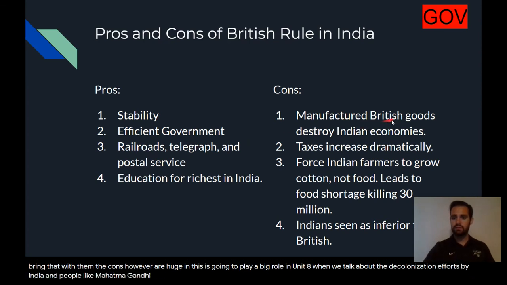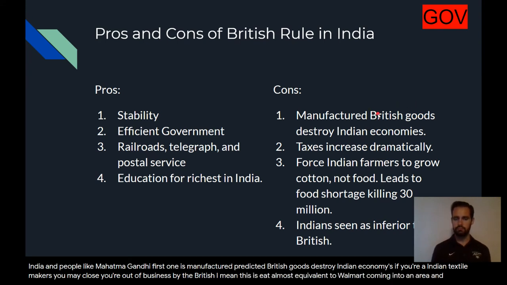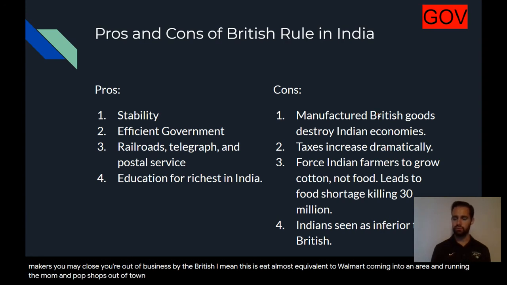First one is manufactured British goods destroy Indian economies. If you're an Indian textile maker, if you make clothes, you're out of business. You completely got destroyed by the British. I mean, this is almost equivalent to Walmart coming into an area and running the mom and pop shops out of town, those small businesses. That's essentially what's happening here.